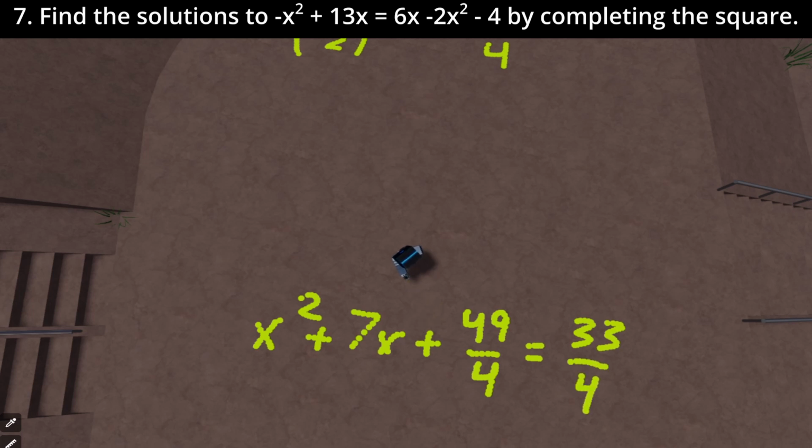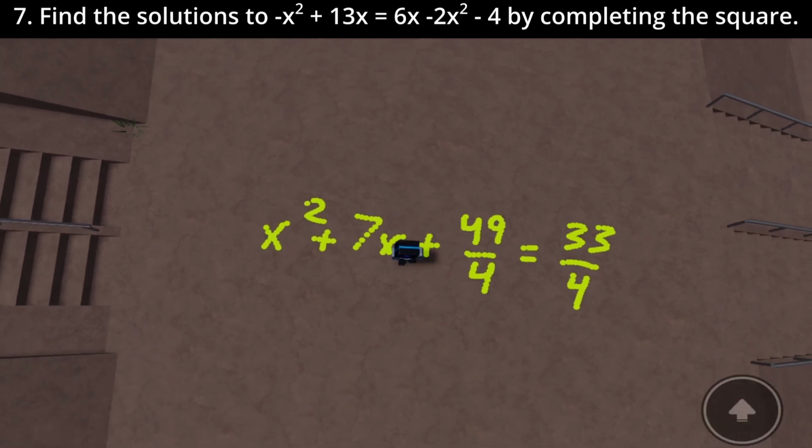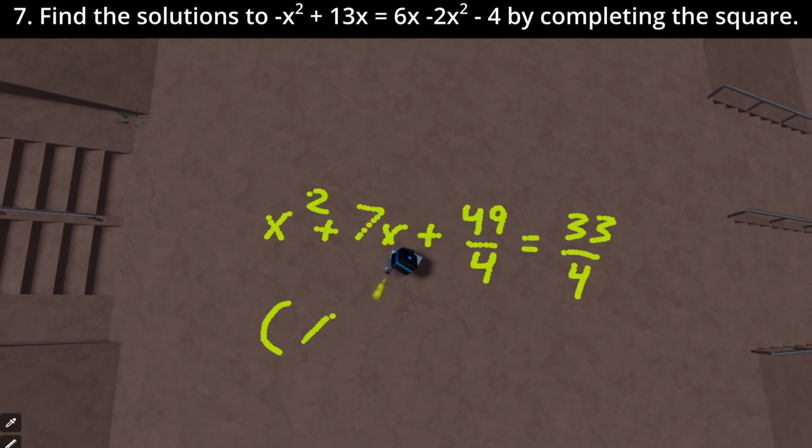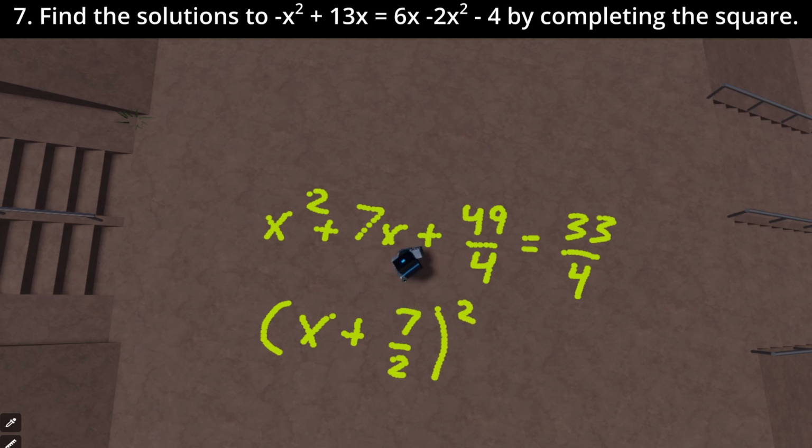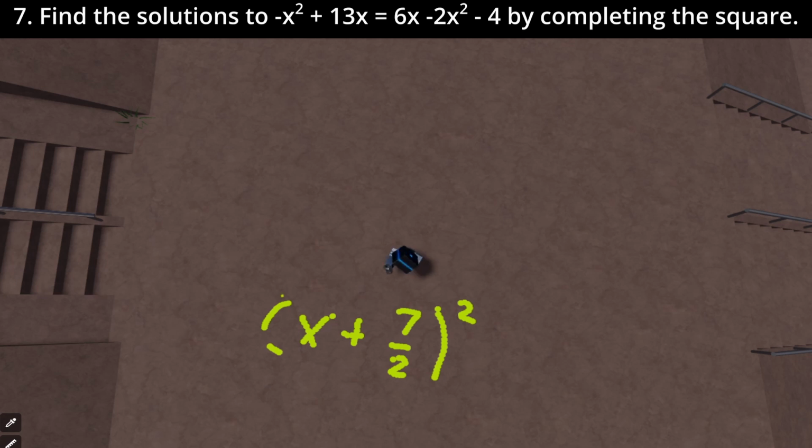Now let's factor the left-hand side. X squared plus 7x plus 49 over 4 simply turns into x plus 7 over 2 squared. An easy trick is just take the middle term, 7x, take the coefficient 7, divide by 2, that's the number you get in here. And then that's all equal to 33 over 4. Finally, just take a square root.